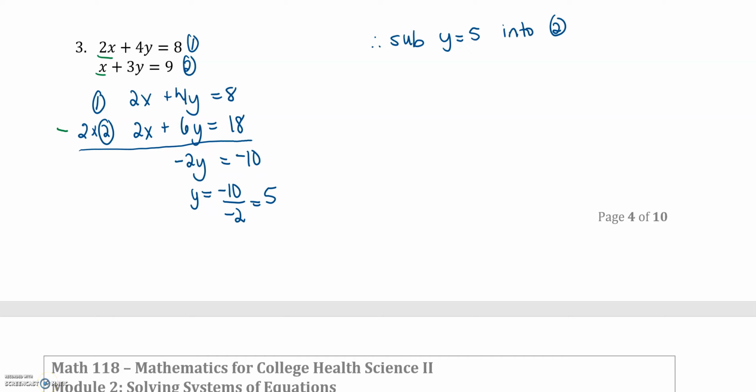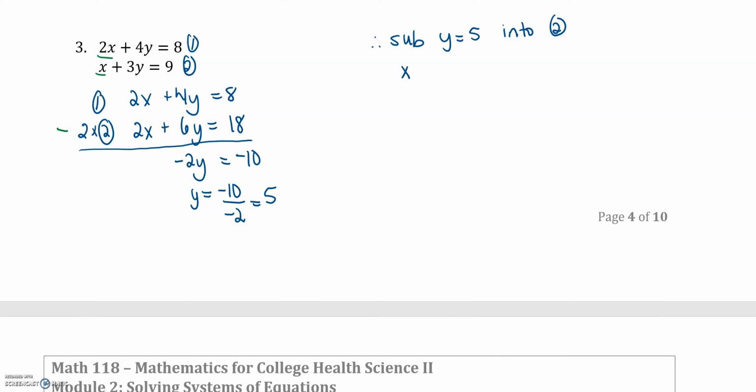Now, we sub that value into one of the original equations. You can sub y equals 5 into either equation, and you will get the same solution. It's always fun to actually test that theory out, and if you're working on this with a classmate or on your own, even just try both of them and make sure you get the same answer.